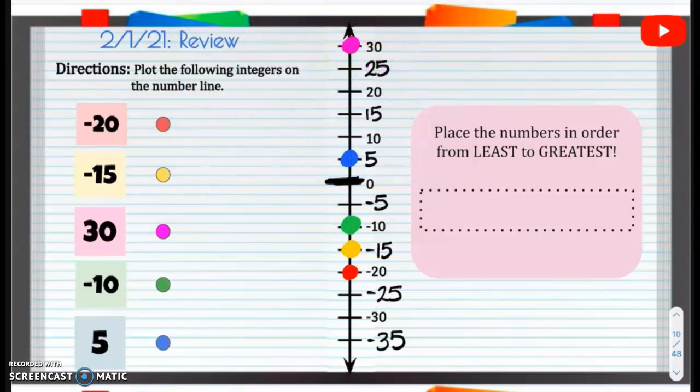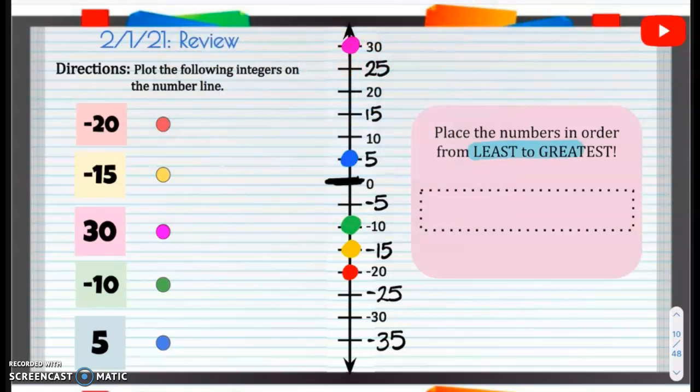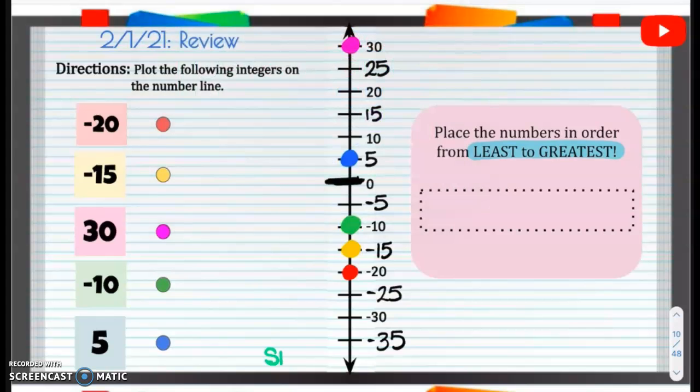Positive 5. All right, now what we're going to do is place these numbers in order from least to greatest. So smallest to biggest. On this number line down here at the bottom, the smallest is going to be at the bottom, and then the biggest is going to be at the top.